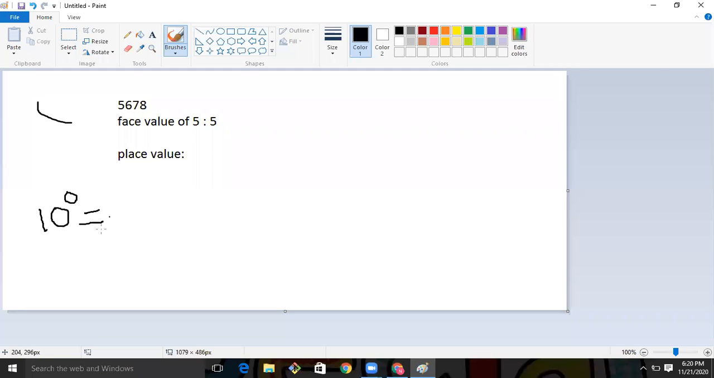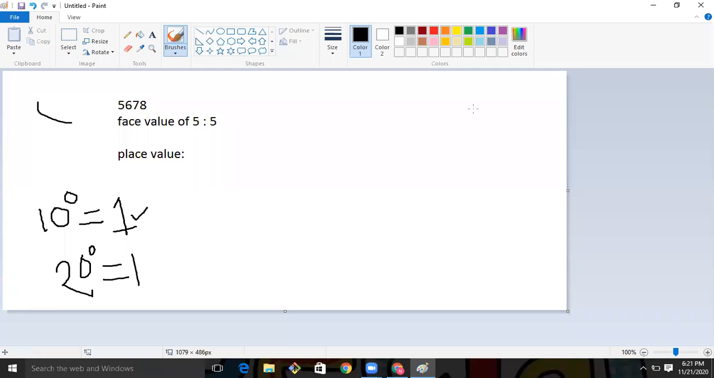So 10 power 0 value is nothing but 1. If you put the power 0 to any value, the value becomes 1. For example, if I am taking 20 and putting power 0, of course that value is also 1. If you put power 0 to anyone, the value is 1.